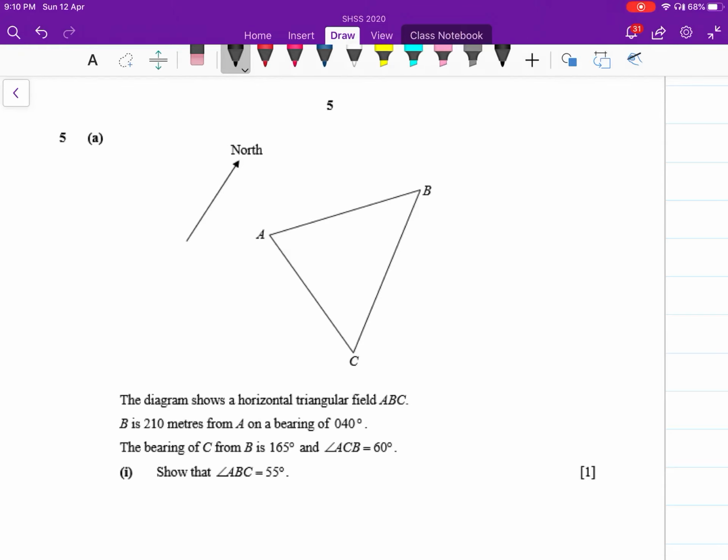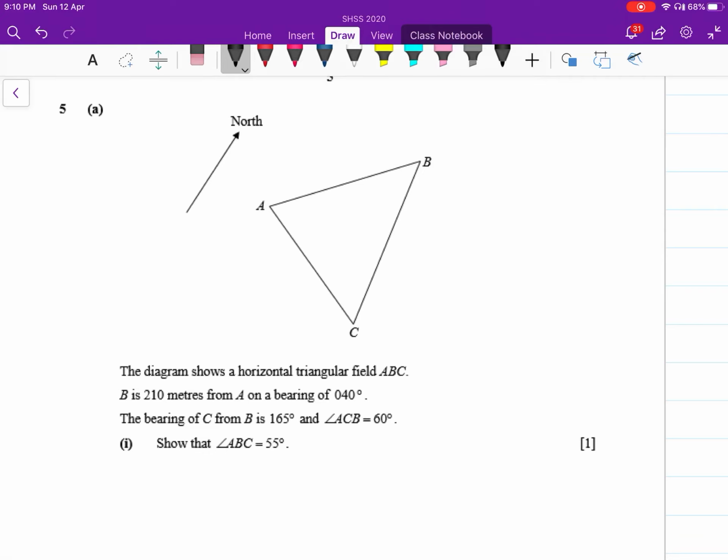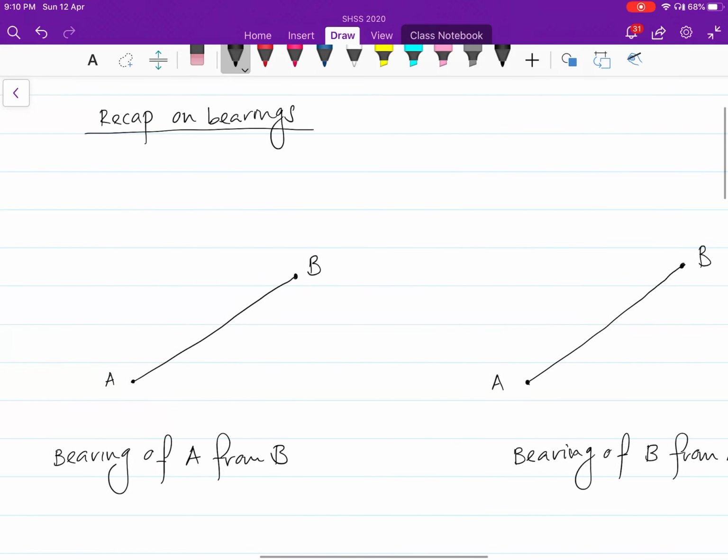Okay, welcome Sec 5 to question number 5, 2017 Media Exam Paper 2. Today I'll be going through this question. It's about trigonometry and bearings. I know a lot of you have already forgotten what bearings are from your secondary 4, so I'm just going to do a very simple recap on bearings.